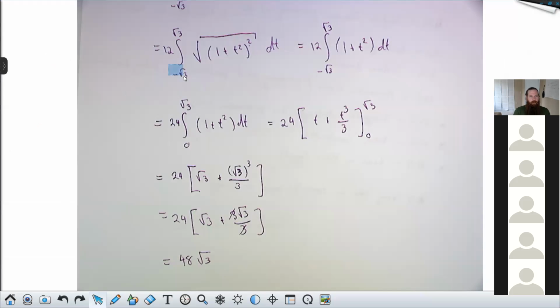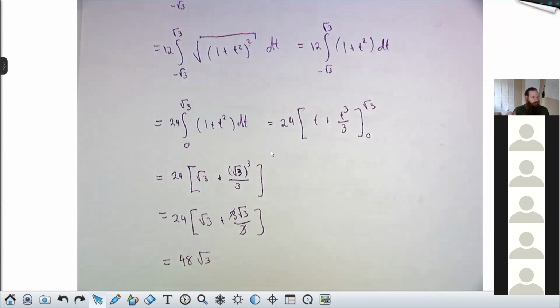So you integrate from negative root 3 up to positive root 3, the thing that you get for arc length, which is the square root of dy dt squared plus dx dt squared. That will eventually, just through doing a bunch of algebra, simplify to this. And then you can use that symmetry argument if you want here. You don't have to, but it saves a little time. And the antiderivative is not hard.